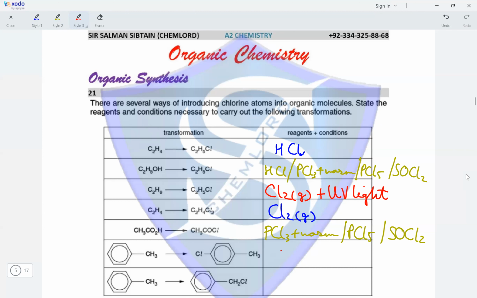So, a chlorine atom is substituted onto the benzene molecule. So, this requires reaction with Cl2 in the presence of the catalyst AlCl3. And the last reaction is methylbenzene forming chloromethylbenzene, in which the chlorine group is substituted onto the methyl group and not onto the benzene ring. So this requires reaction with Cl2, but this time in place of the catalyst AlCl3, we need to provide UV light.